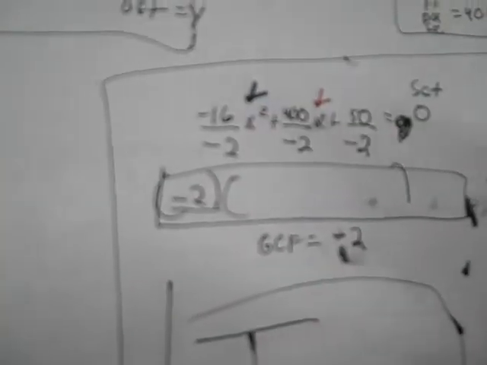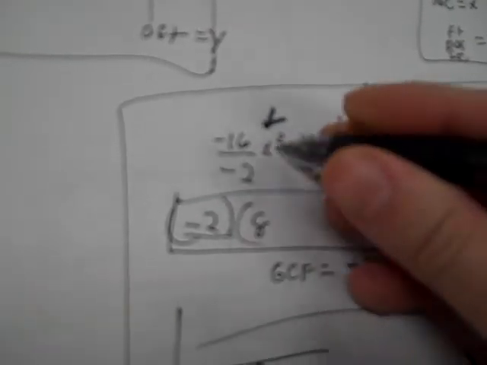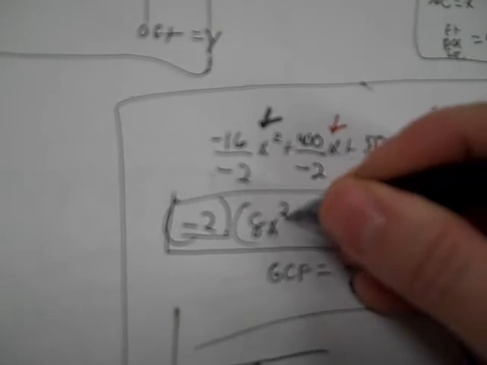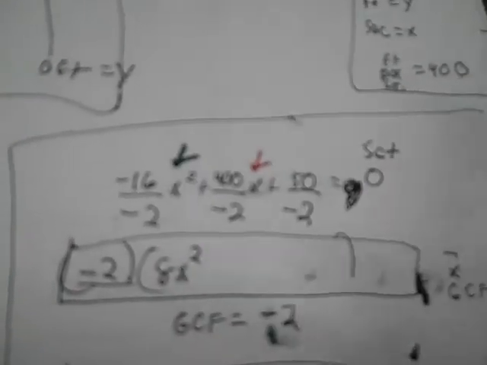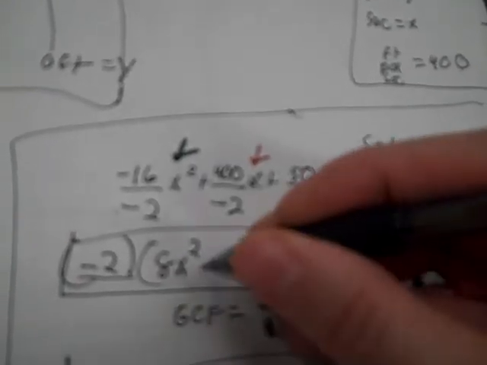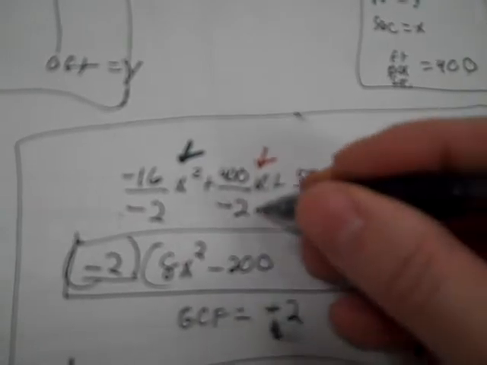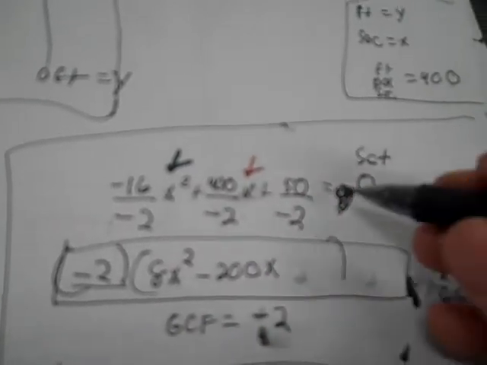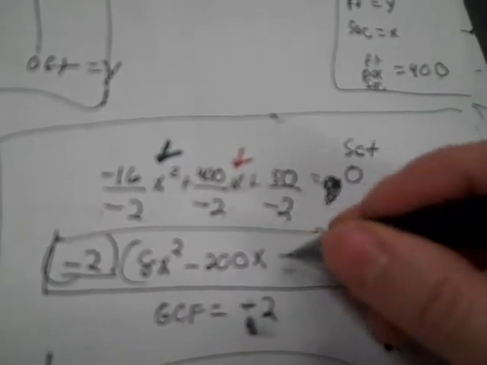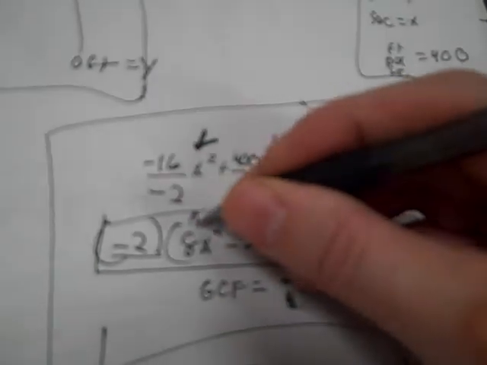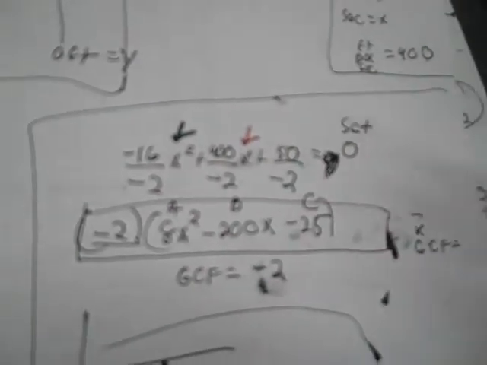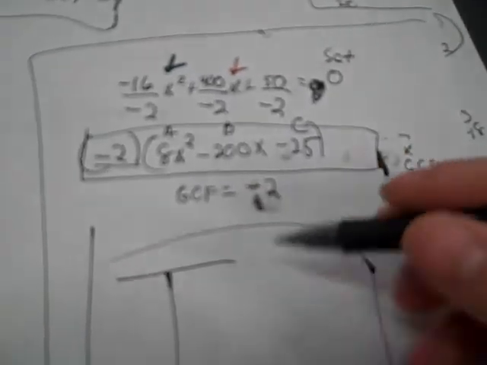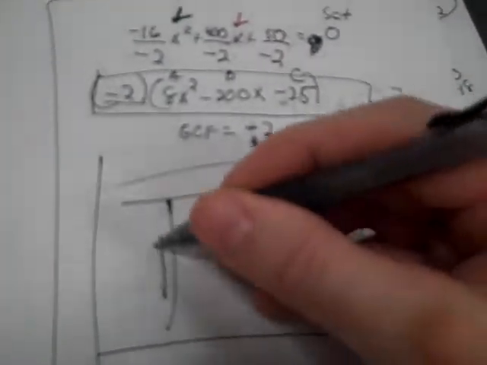And then negative 16 divided by negative 2 is 8. The x to the second stays, though, because you're not dividing by an x. 400 divided by negative 2 is negative 200. The x stays because I don't put an x down there. 50 divided by negative 2 is negative 25. And this is my A, B, and C. So I put fail up there, so that means it's a failure, and we go to our quadratic formula.